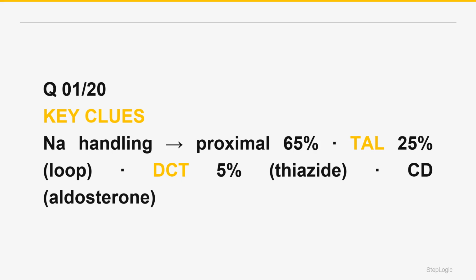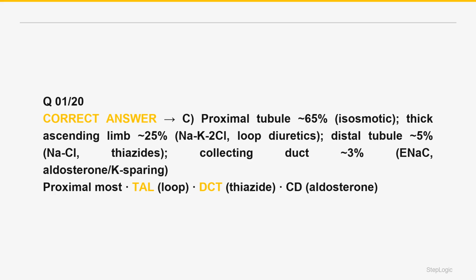Sodium is reabsorbed all along the nephron, but in characteristic proportions at each segment, and each is a drug target. The proximal convoluted tubule reabsorbs the most sodium, about 65% isosmotically. Water follows, coupled to the reabsorption of glucose, amino acids, and bicarbonate, and it's where carbonic anhydrase or acetazolamide and SGLT2 act. The thick ascending limb of the loop of Henle reabsorbs about 25% via the sodium potassium 2-Cl cotransporter, the target of loop diuretics, furosemide. The correct answer is C.